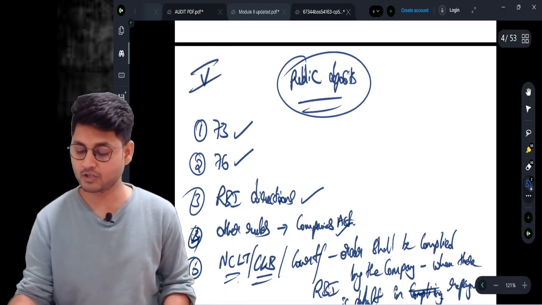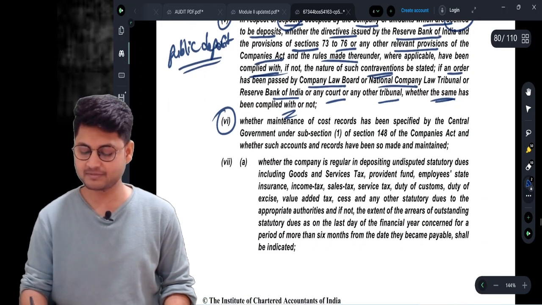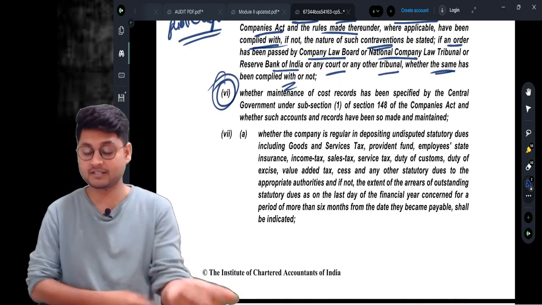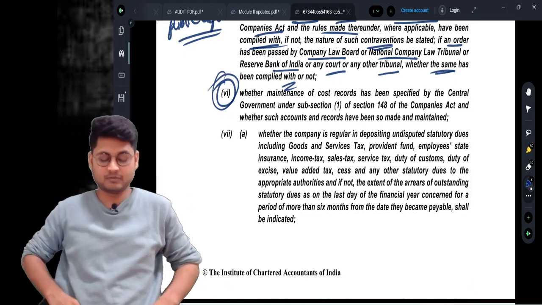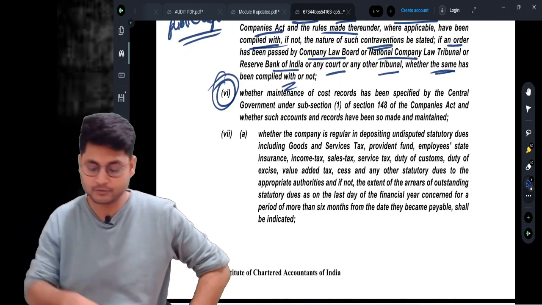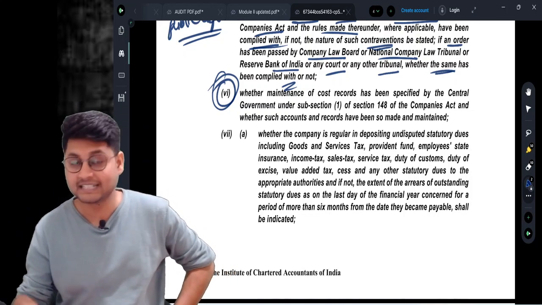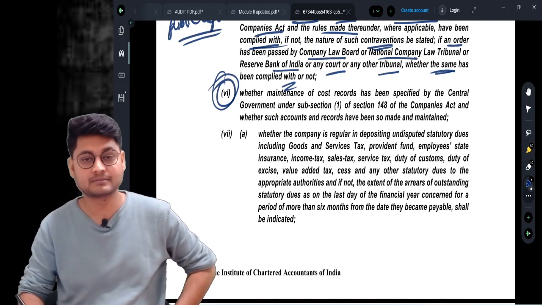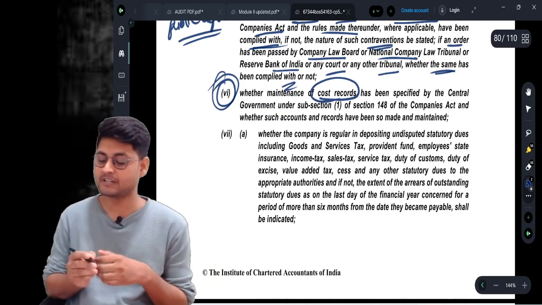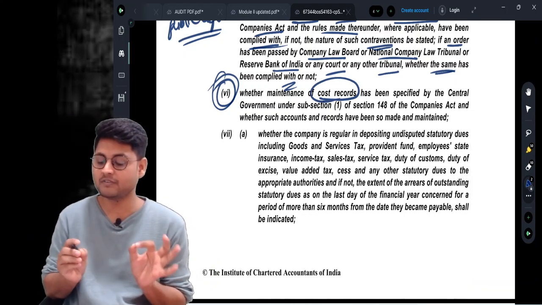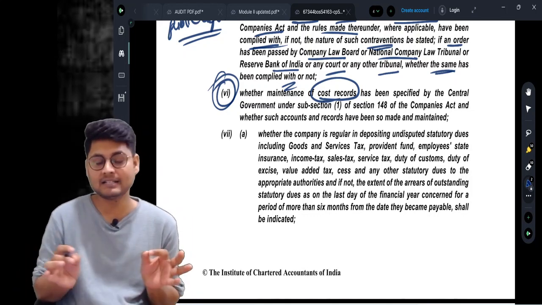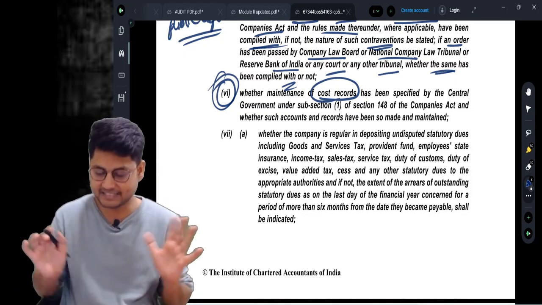Done. Come to clause number 6. It is so simple. It is mostly relevant for cost auditors, in fact, but still, a detailed analysis of this clause is not required. Whether the maintenance of cost records specified by the central government under sub-section 1 of section 148 of the Companies Act has been made, and whether such accounts and records have been made and maintained.